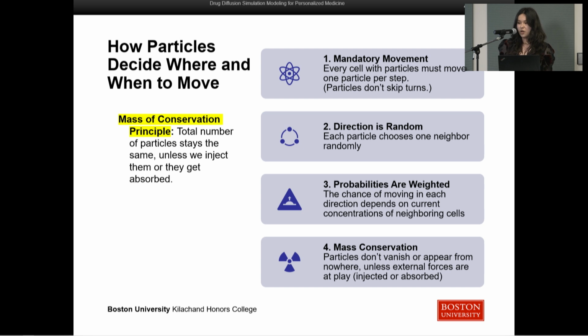So how do the particles know when and where to move? Well, it's based on a very few simple rules. First, every cell that contains particles must move 1 particle per time step. No skipping is allowed. The only randomness is in which direction it moves, but that randomness is guided by deterministic probabilities, meaning the likelihood of moving in a certain direction is based on the current concentration of the neighboring cells. And a particle is more likely to move towards emptier neighboring cells and less likely to move towards full ones.